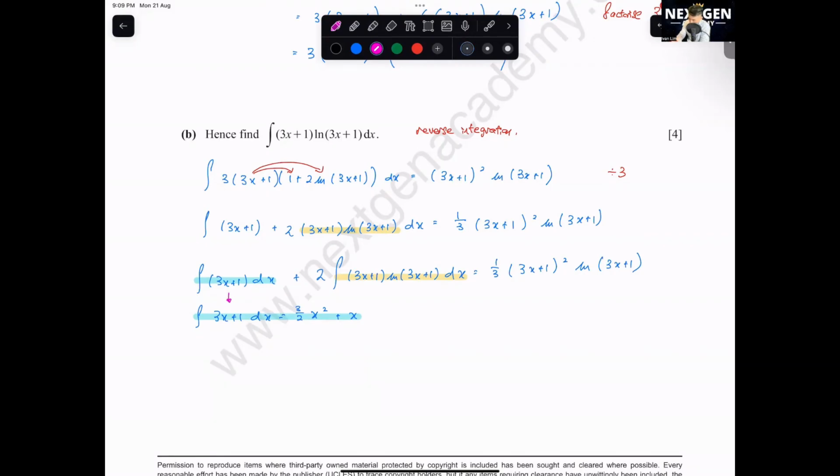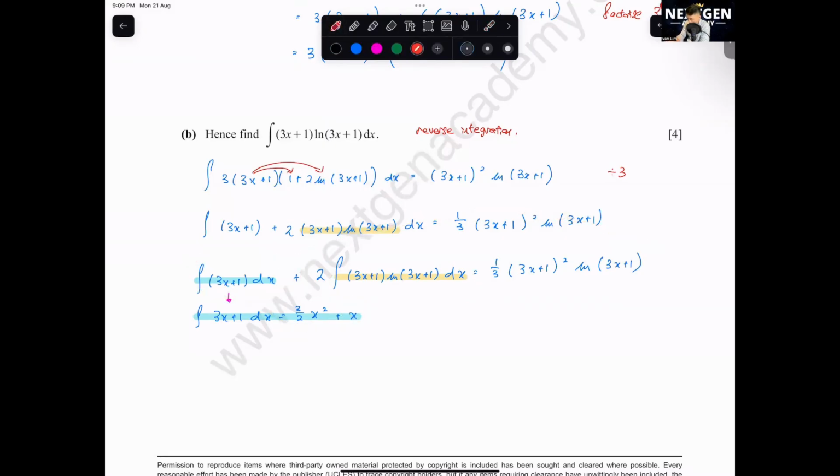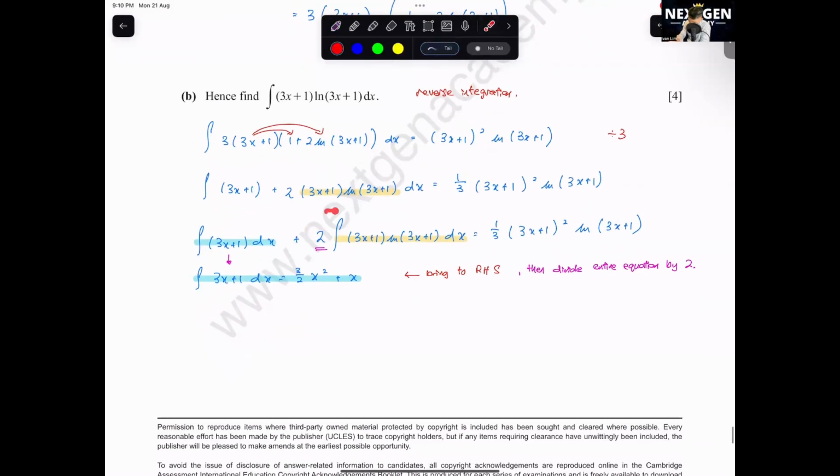What I want to do right now, I'm going to skip a few steps because later we need to write down the same thing over and over again. I am going to bring this to the right-hand side. Then I'm going to divide the entire equation by 2. Listen again: this one, bring to the right-hand side. Then divide the entire equation by 2. If you want to do one step at a time also can, just that it's quite repetitive to write the whole thing and it's very long. So I will be left with this one only over here.